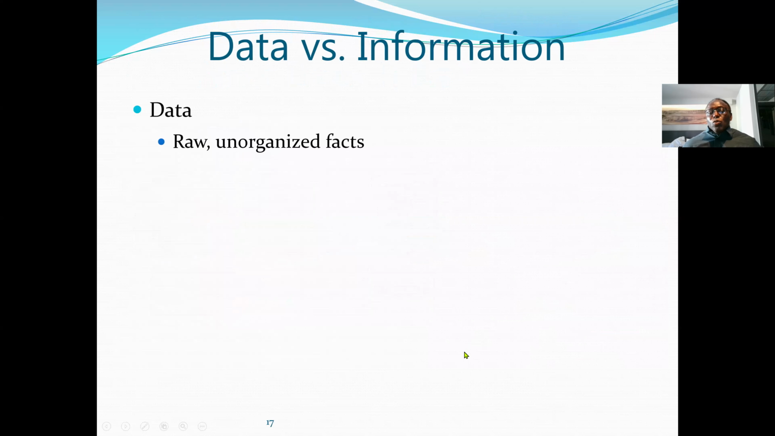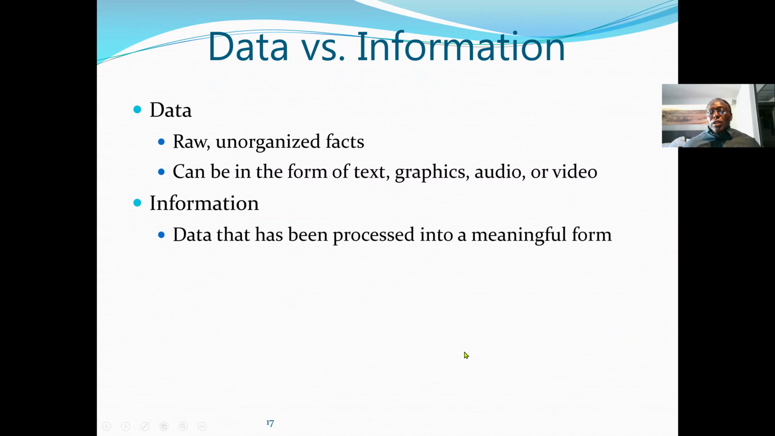Next, we move to what is data and also what is information. Data is raw, unorganized facts, information that is not yet processed. Data can come in the form of text, graphics, audio, or video. A very simple example, in our previous slide we saw 2 and 5. 2 and 5 are data.